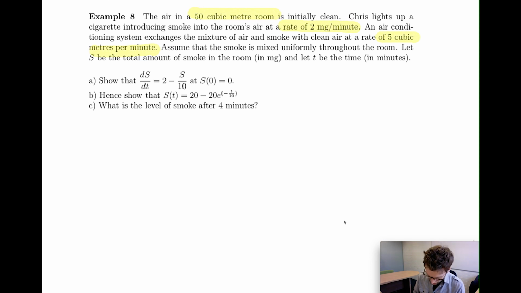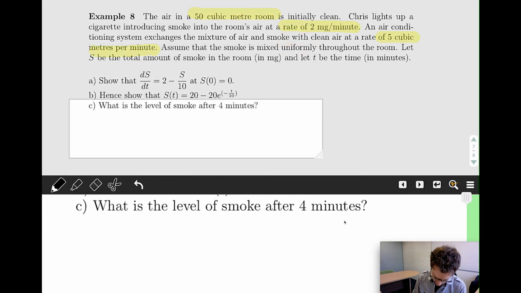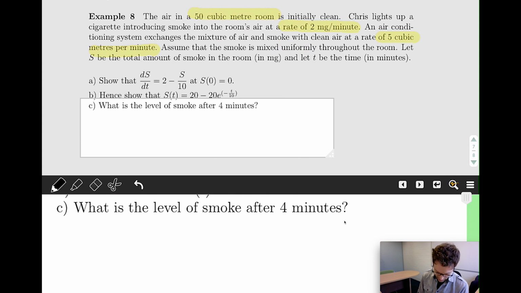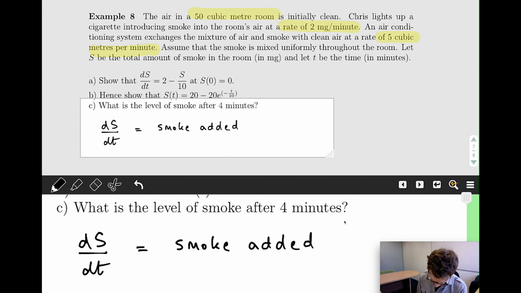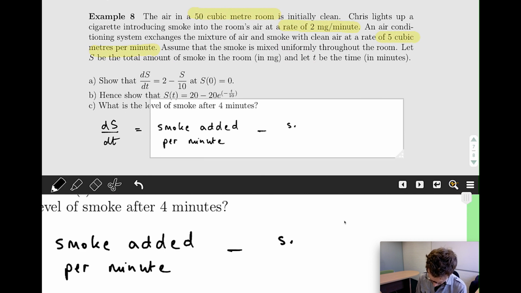So the way that we can do this is by writing it out in terms of English, right? So the rate of change of smoke in the room is going to be given by the amount of smoke added per minute minus the amount of smoke removed per minute.